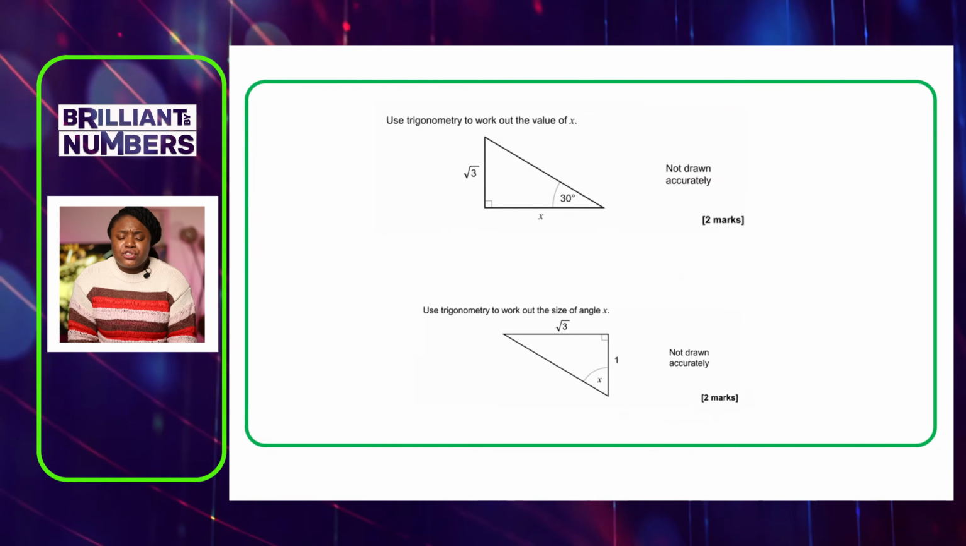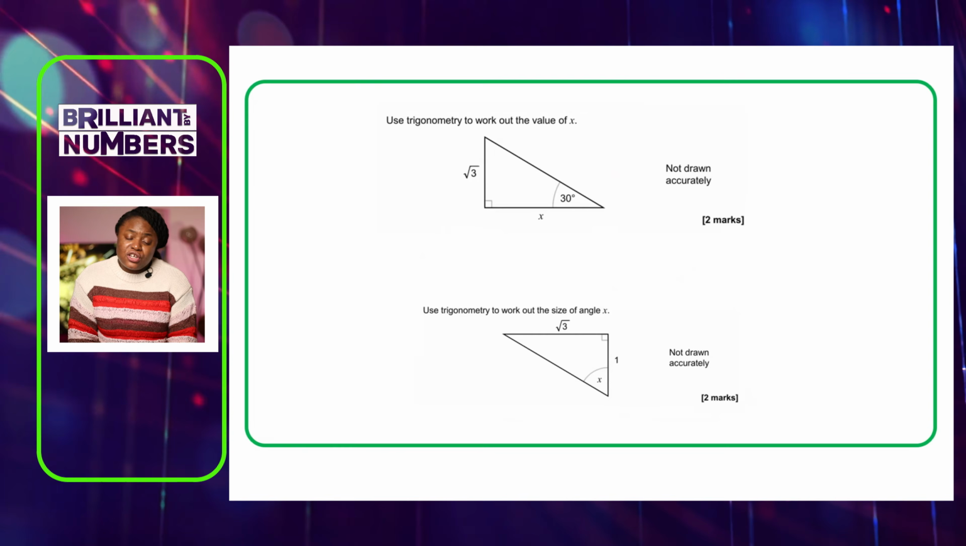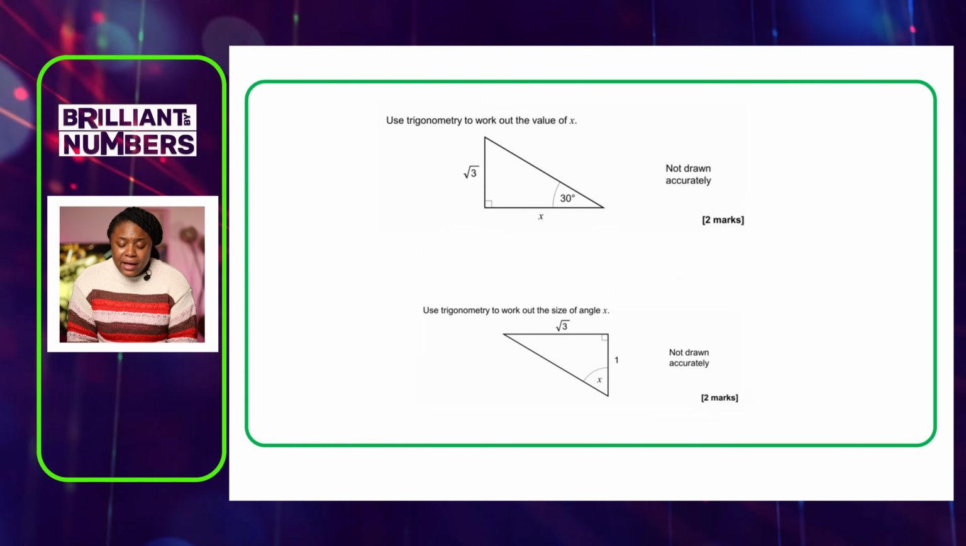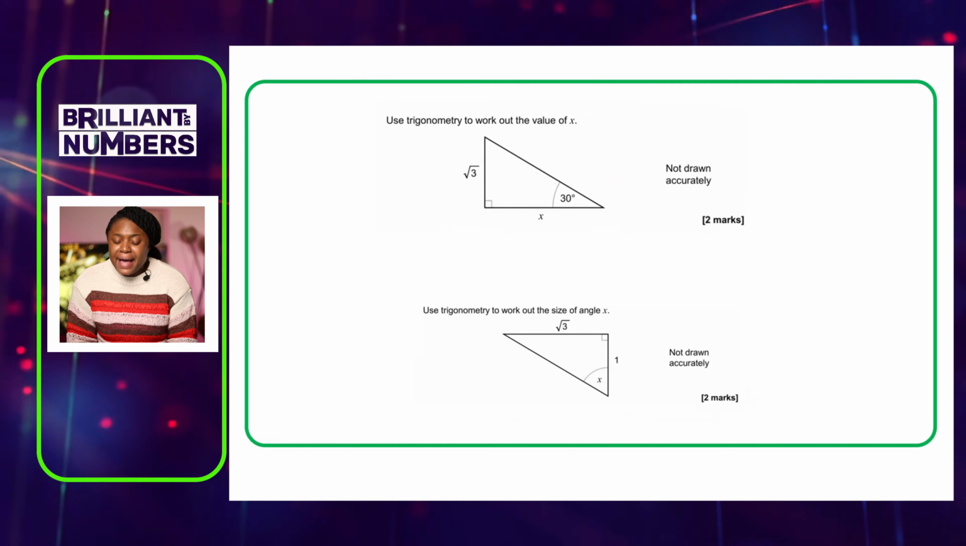So we move on to another question where we are now given our side. Instead of being given just a number, we are given a surd. We're asked to use trigonometry to work out the value of x. So the same principle applies, just that we are given a surd here, and for the next question, this time we're asked to work out an unknown angle.